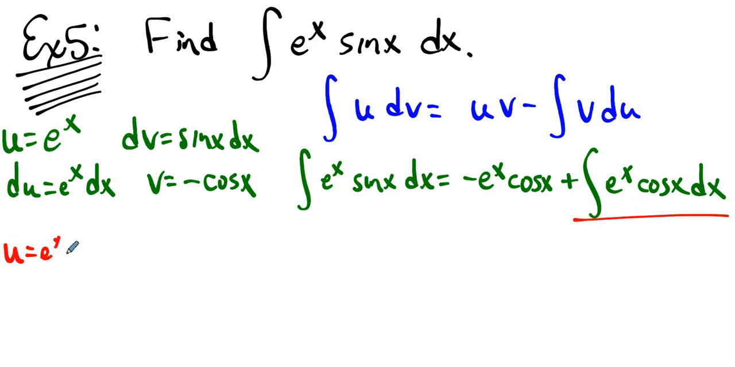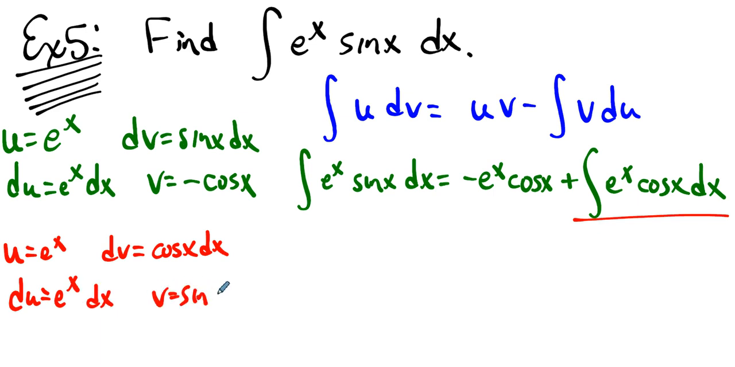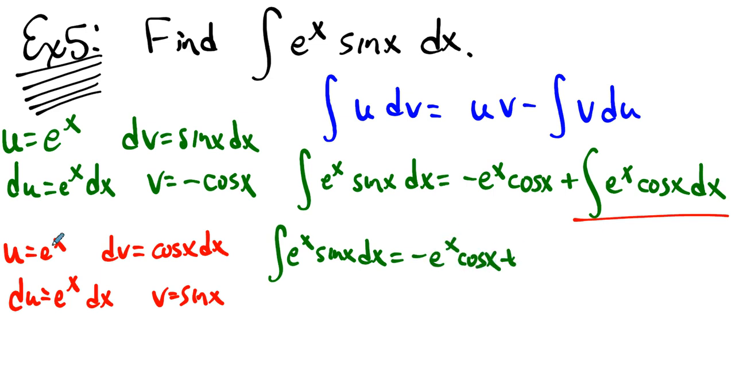Let's let u be e to the x, and let's let dv be the trig function this time, remaining the trig function. The trig function remains the dv, otherwise you undo what you just did. And we see where this goes. So the integral of e to the x sine x dx is negative e to the x cosine x plus uv minus the integral of v du.